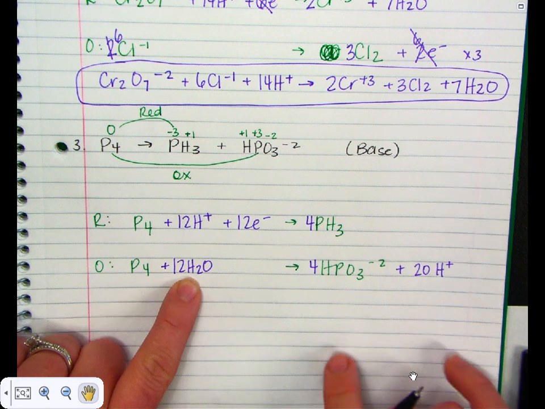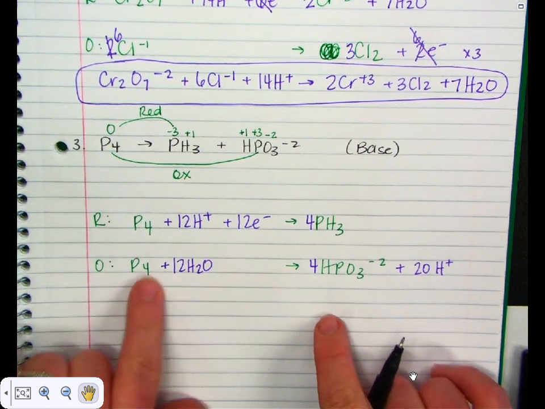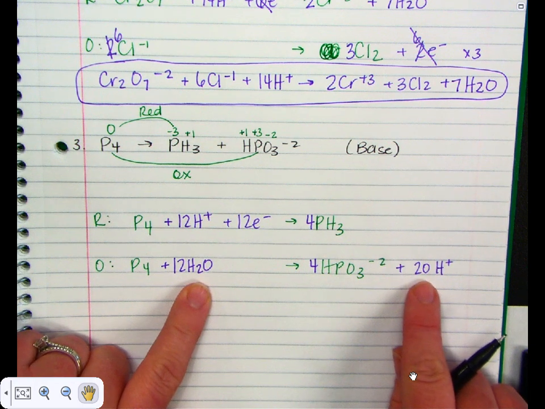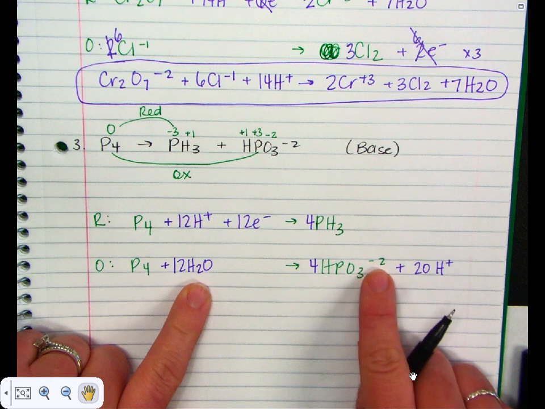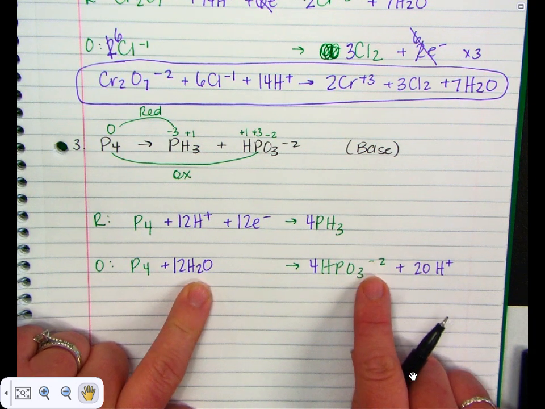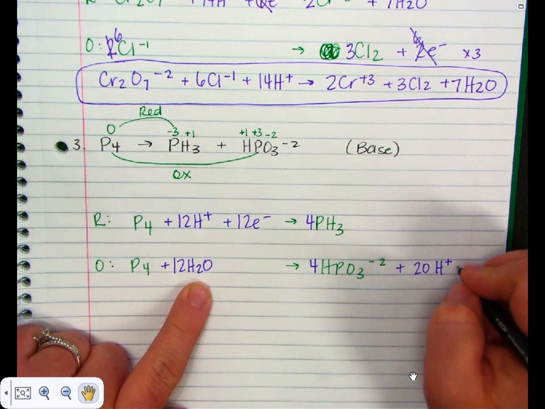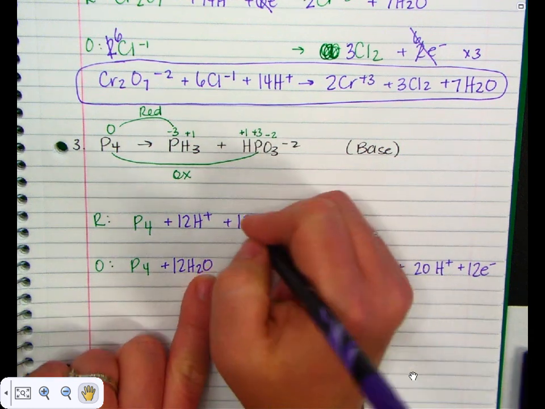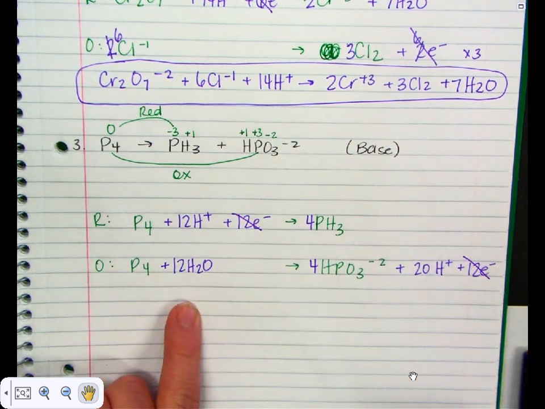And then now I check my charge. This side has no charge. This side right now has 20 positives and 8 negatives, because 4 times 2. So if 20 positives and 8 negatives, that puts me at a plus 12. So I'm going to need plus 12 electrons to cancel that out. So now my electrons cancel. So we're good to go there.